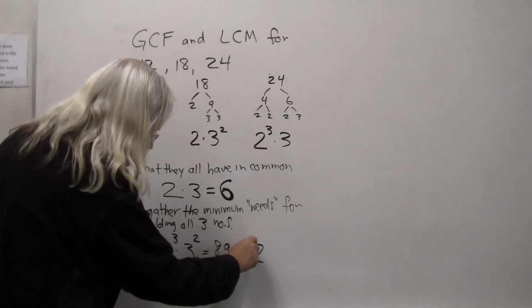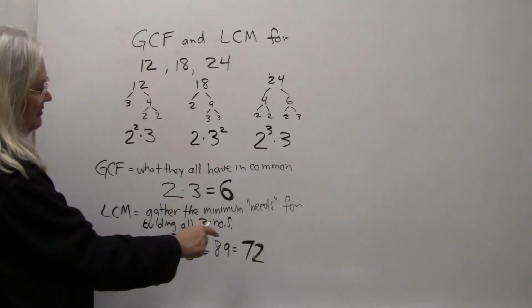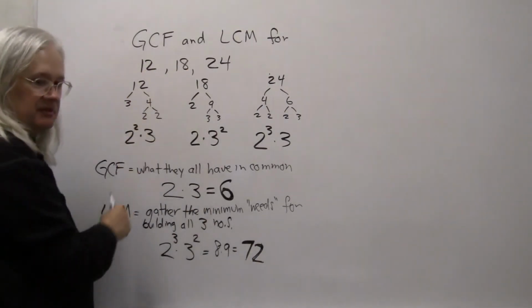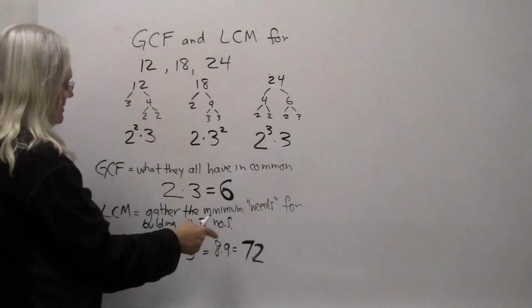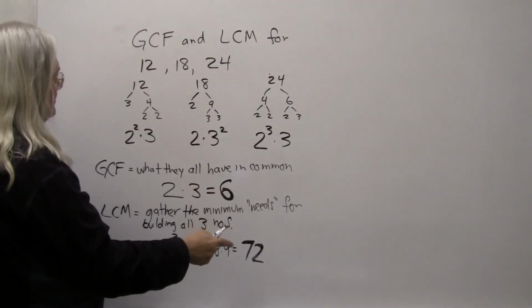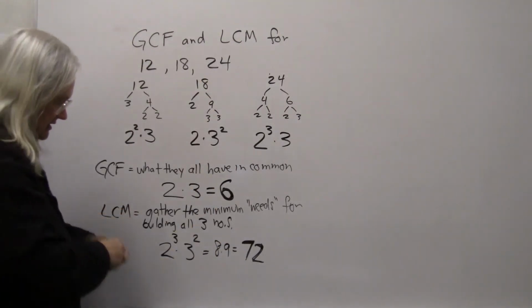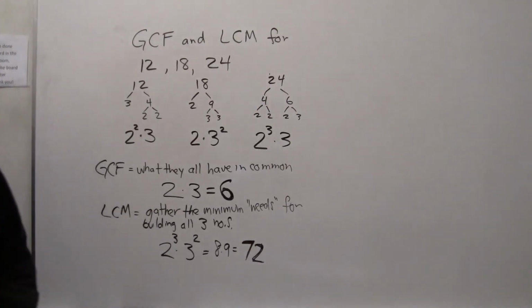And if you check that out, 72 should be divisible by each of these 3 original numbers. Yeah, 12 goes into it 6 times, 18 goes into it, what, 3 times, 4 times? 4 times. And 24 goes into it 3 times. So it checks out. I hope that makes sense.